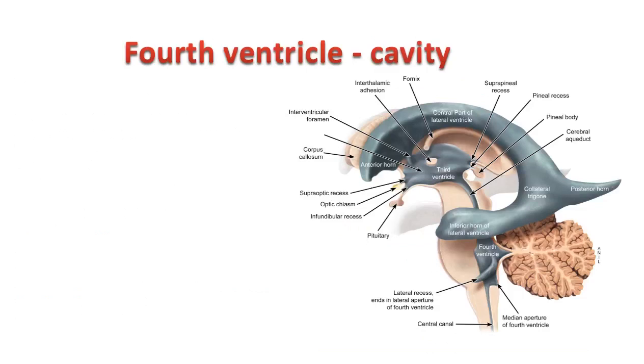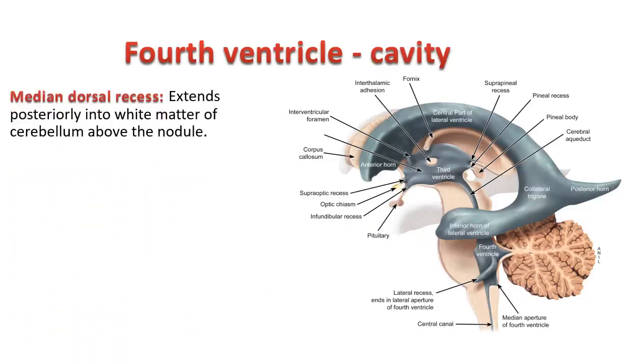So that is about the lateral recess. Now the median dorsal recess. Here you can see the fourth ventricle, and the lateral extension as the lateral recess we have seen here, with the inferior peduncle and the flocculus. This is your lower part of the floor, that is your upper part of the floor, and that is your apex. So the cavity extends dorsally in the midline, that is the median dorsal recess, and it extends into the white matter.